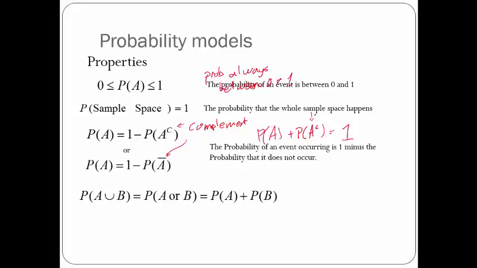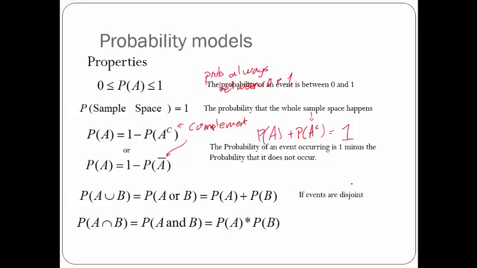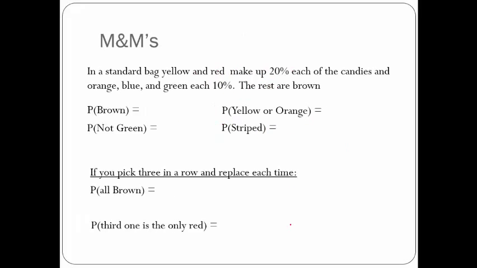If you have the union, probability of A or B, you would add A and B. And this is if the events are disjoint, which again we'll talk about as the course progresses. And then the intersection, or A and B, would be multiplying. And that's if the events are independent. These are 2 pretty big keys right here. And as the unit progresses, we'll talk more and more about those.